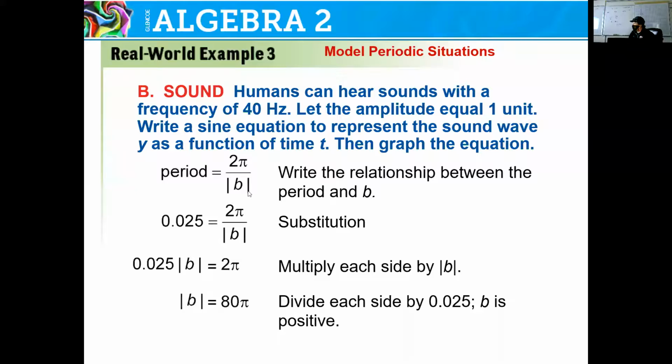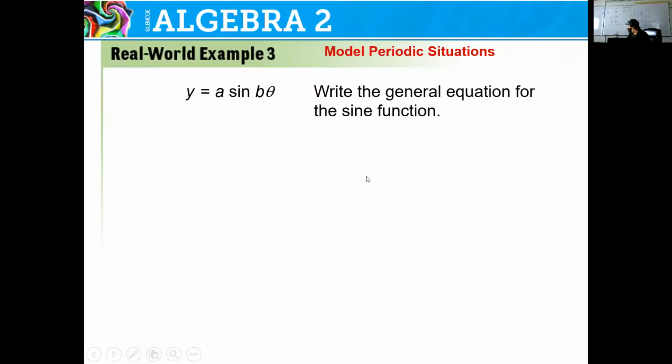They did it by radians. I don't know why they did that, because everything they've done so far is in degrees. But you can see with it being in radians, it's the same concept. 0.025 or 1/40th. Then you'd multiply to bring it over, divide, and you'd get that the b value is 80 pi. I don't know why they did that, because they've done everything else in degrees. 80 pi is equivalent to 14,400.